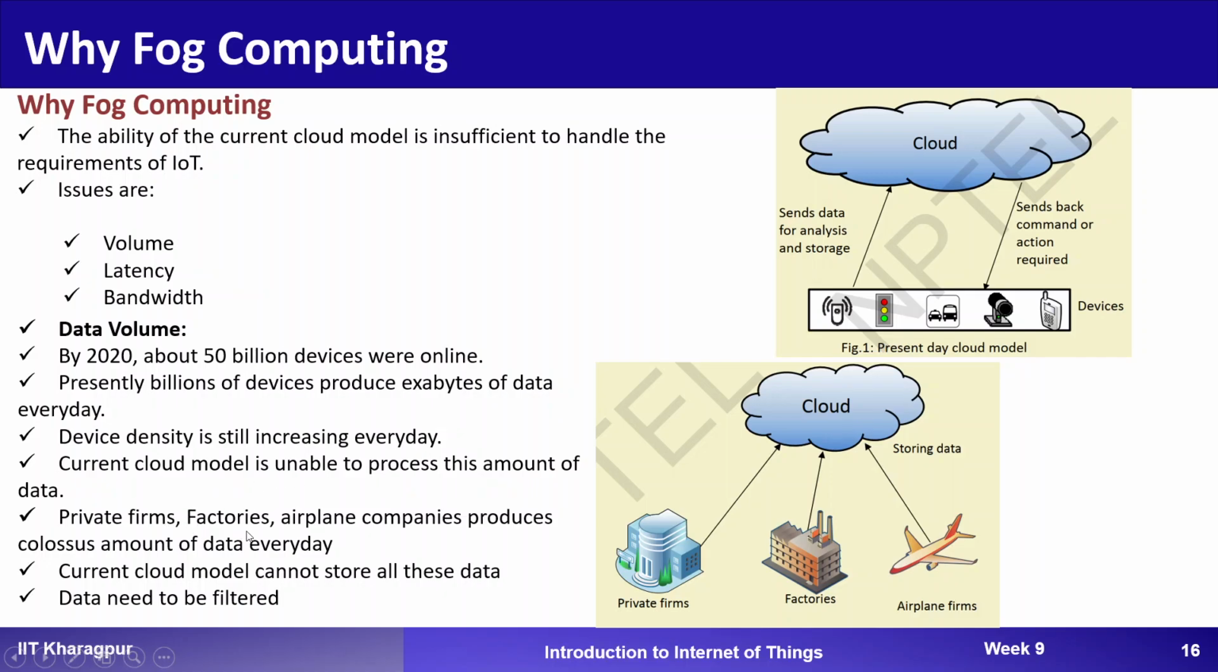Since private firms, factories, airplane companies and various manufacturing industries are producing that much heavy data, the current cloud model cannot store all this data, and in addition cannot provide that data on the request of the end user in real time. So that's why there is a need of fog computing.